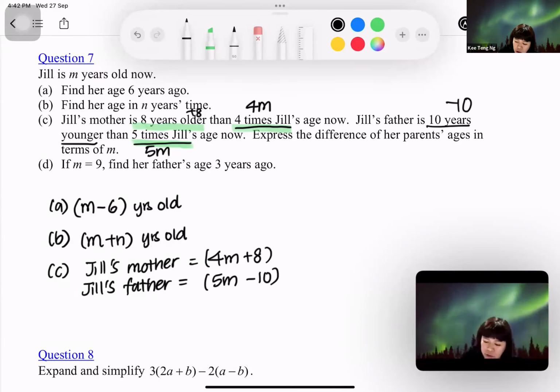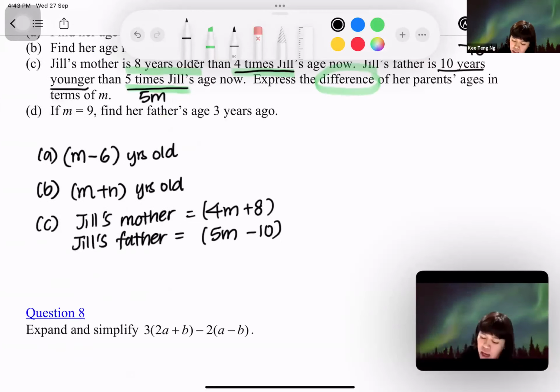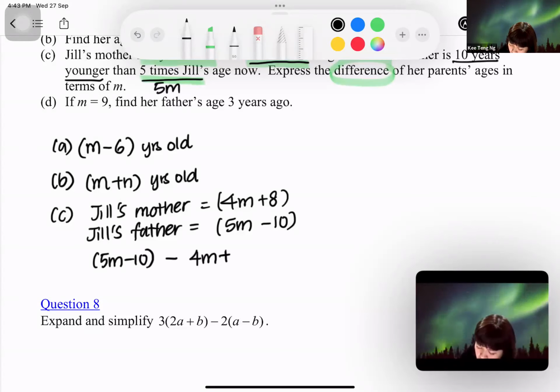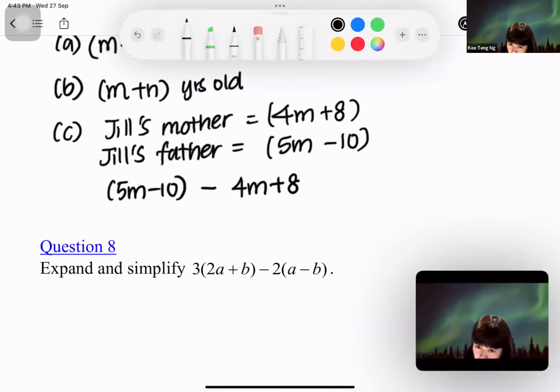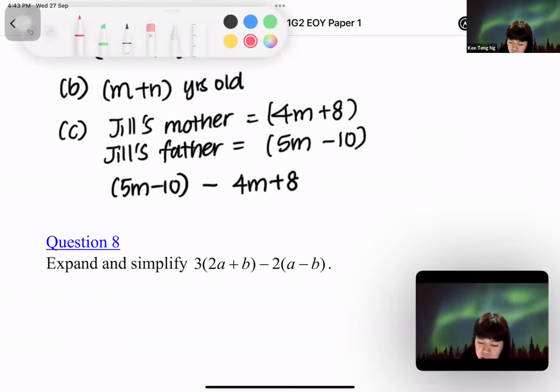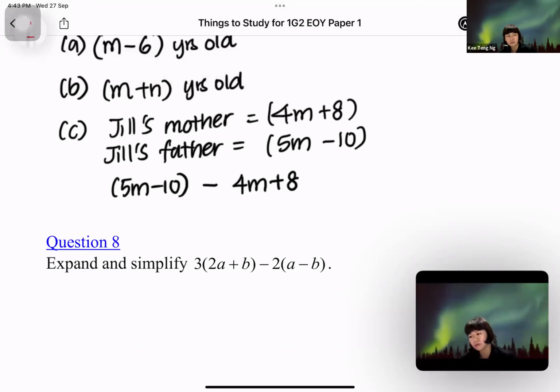Express the difference. Keyword, now come already. Express the difference of the parents' age in terms of m, right? What should I do? I take the older one minus the younger one, right? So which one will be the older one? I also don't know. Okay, I take it as Jill's father is older, right? So for part C, I take the older age, 5m minus 10, subtract away the whole of 4m plus 8. Can anyone tell me why this is not correct? What is missing here? Anyone know? Give you bonus question.